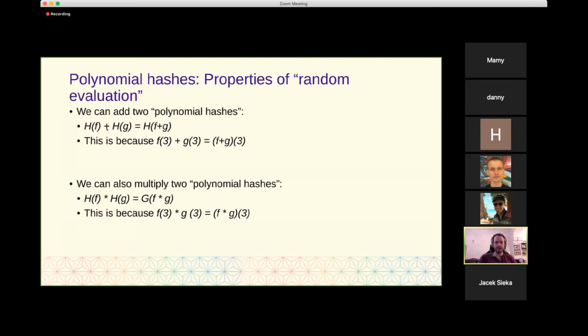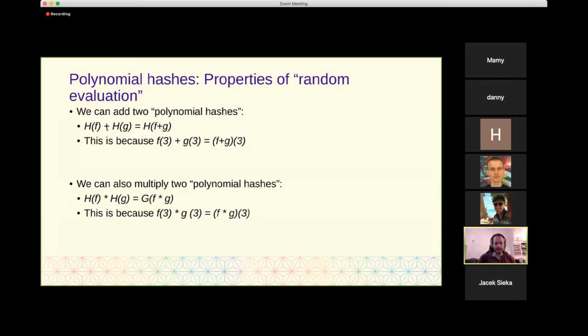And that's because if we just take f at 3 and add g of 3, like 3 is just my example here for a random number, then that's the same as if I add f plus g and then evaluate that polynomial at 3. It's really like a completely trivial statement when you think about it.